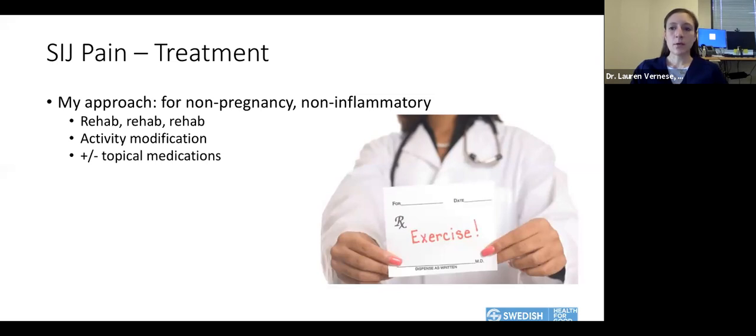Then I might be using topical medications, because often they develop hypersensitivity in this area, myofascial pain. So I'll be having them rub maybe CBD cream or anti-inflammatory cream into this area using ice or heat. No great evidence for any of these. These are just things that clinically seem to work.